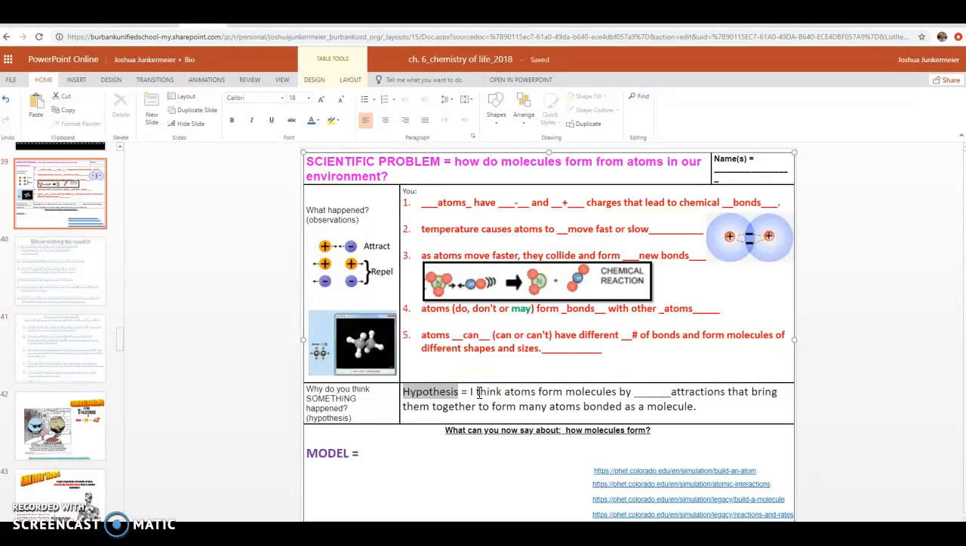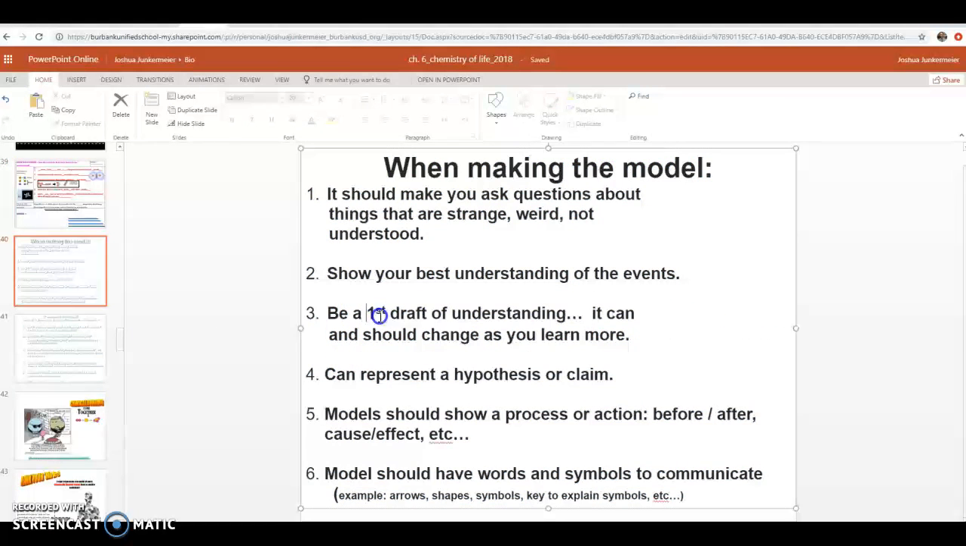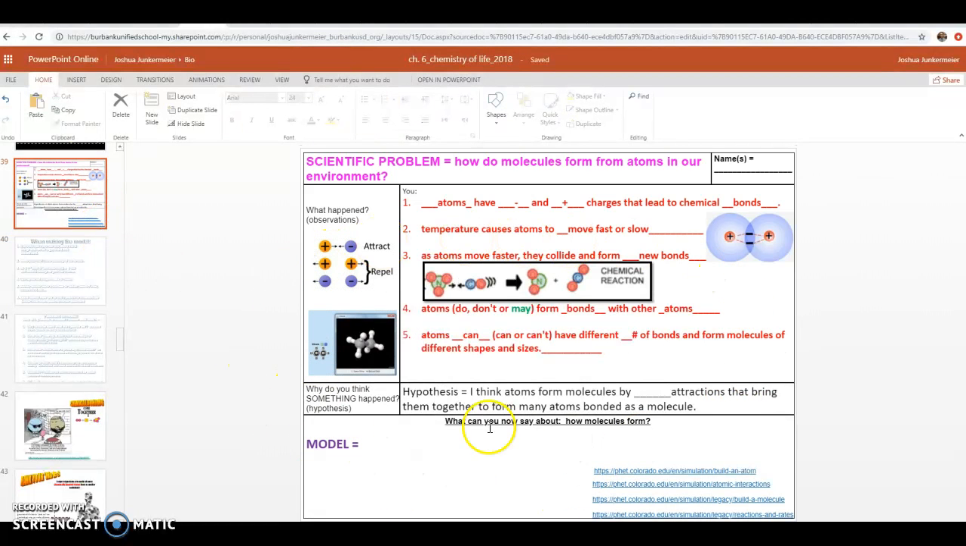Let's see what we wrote. It says, I think atoms form molecules by attractions that bring them together to form many atoms bonded as a molecule. So you should draw something here that shows them attracted and shows them coming together and forming bonds. So good luck. Draw the best one you can from your own creative mind. And just remember, it's just a first draft. It doesn't have to be perfect. It's just your best understanding, your statement of understanding. Remember, this model is going to be a statement of what you understand. It's an SOU. All right, good luck.